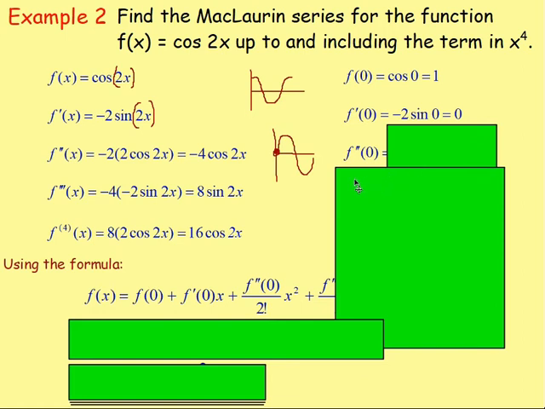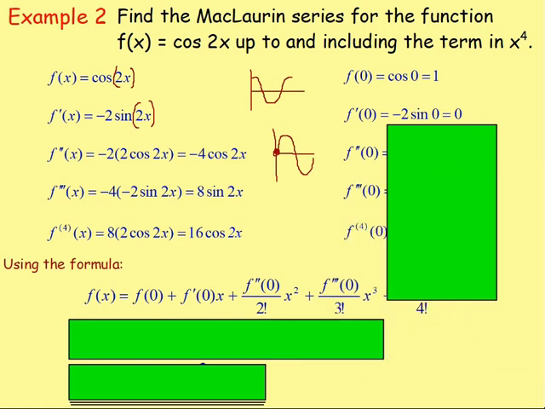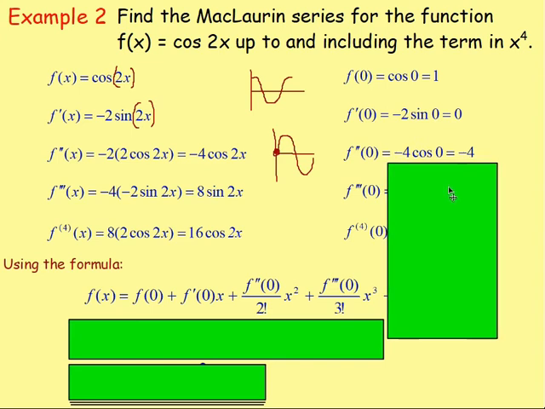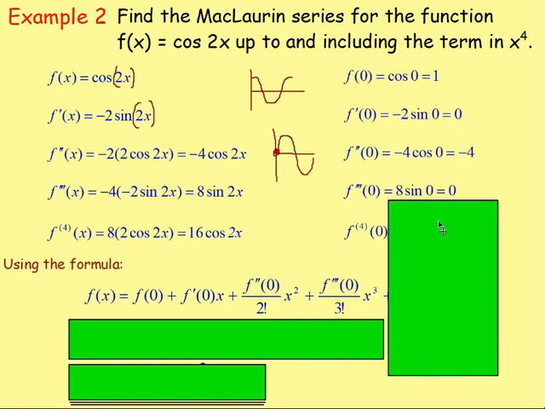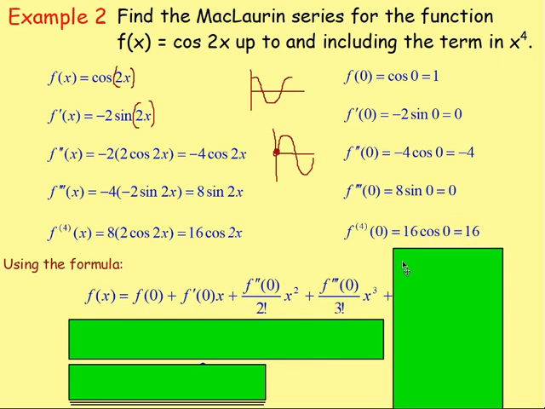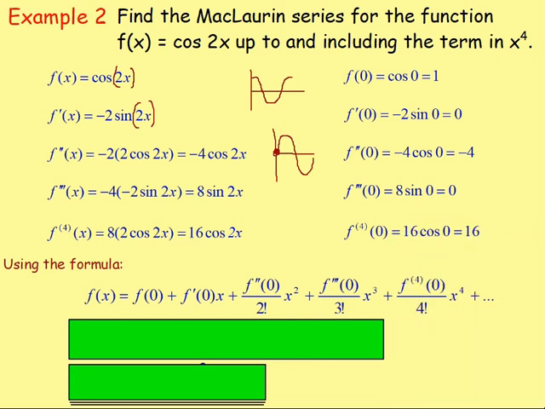Work out f double dash 0, and that will give us negative 4 times cos of 0, which is negative 4. F triple dash 0 is going to give us 8 times sine of 0, which is 0. And the last one there, you're going to have 16 times cos of 0, which is 16 times 1, which is just 16.